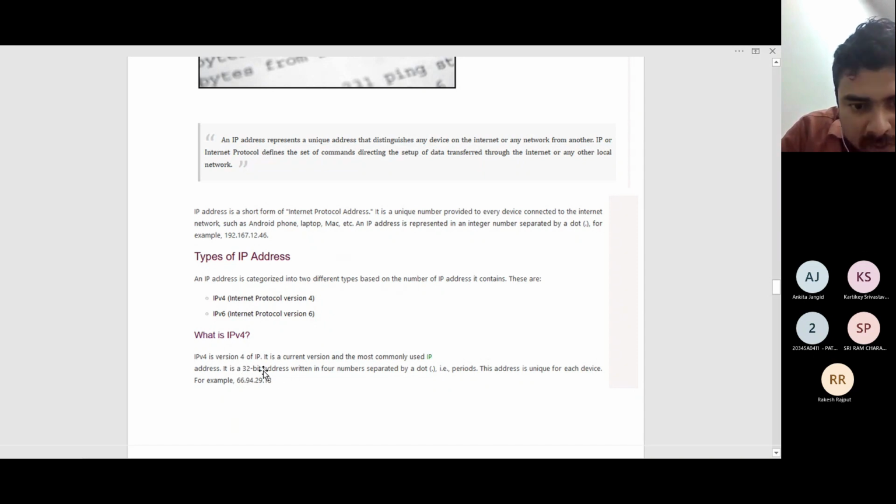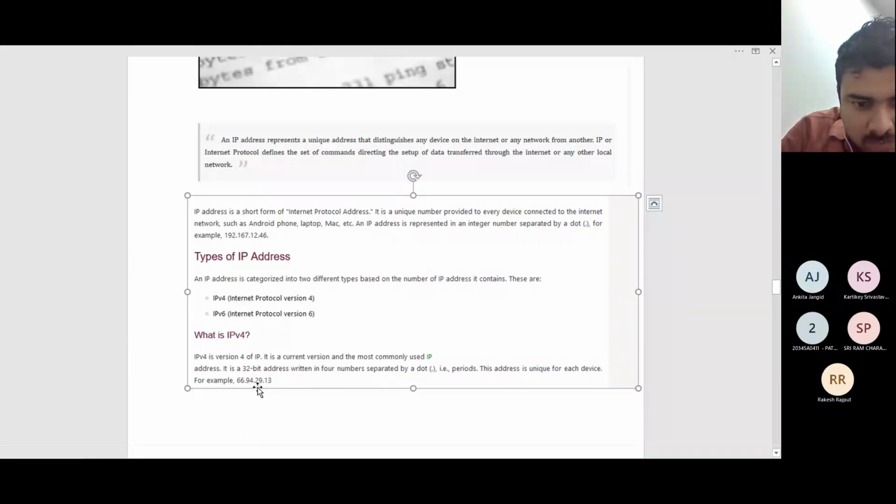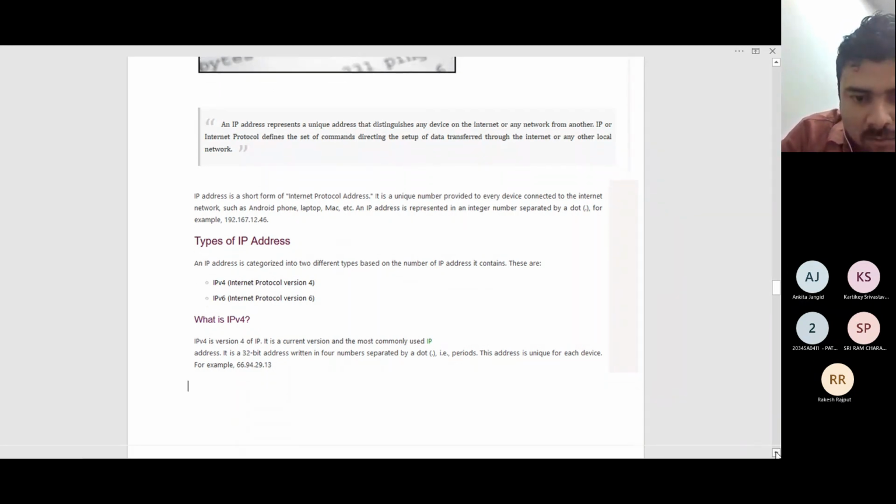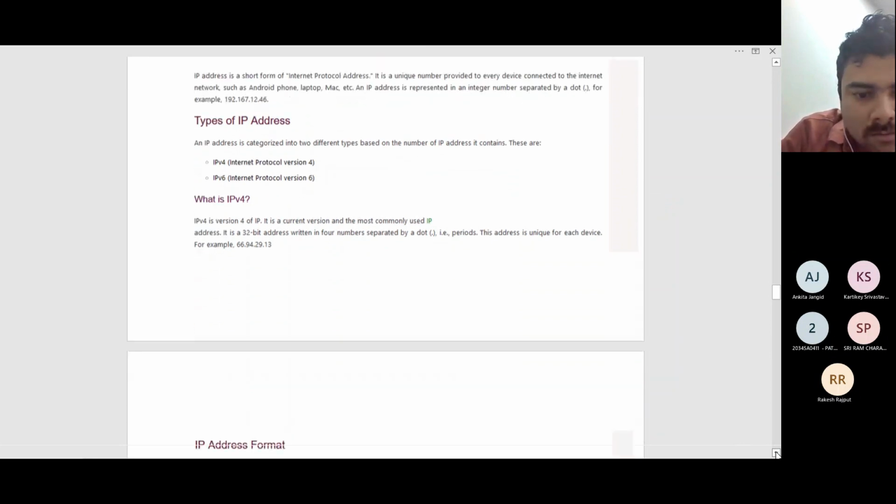The main thing is a 32-bit address written in four numbers, for example 66.94.29.13. After 13 there is no dot. See more information below.